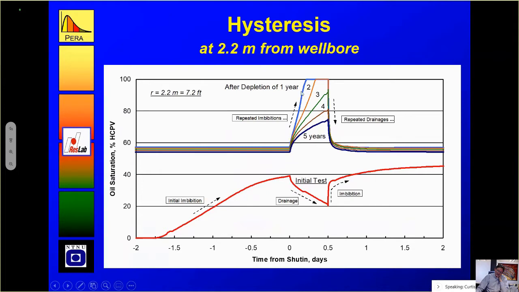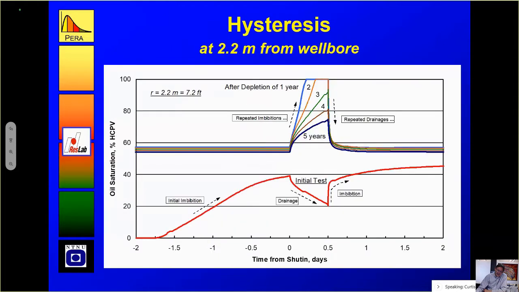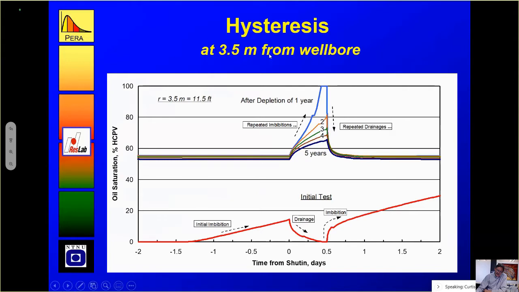We shut it in. It goes to 100% oil saturation at the well. This is at 2 meters away from the wellbore. So it's 100% oil saturation the first few meters. It remains so during the shut-in, and when you put the well back on, it drains back down. So we get repeated imbibitions and repeated drainages, whereas the first cycle is imbibition, drainage, imbibition. So you see it's all over the map. That was at 2.2 meters from the wellbore. This is at 3.5 meters from the wellbore.